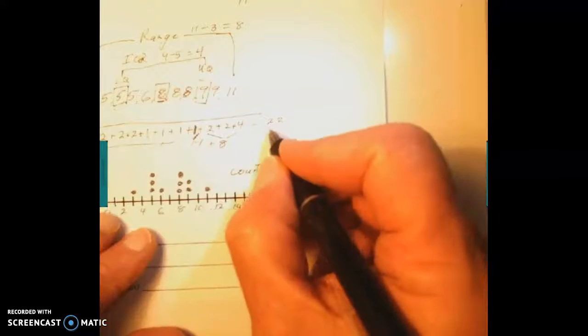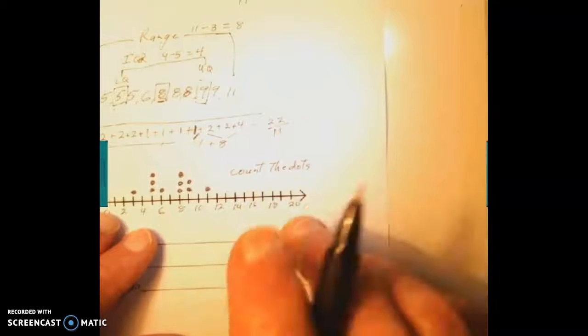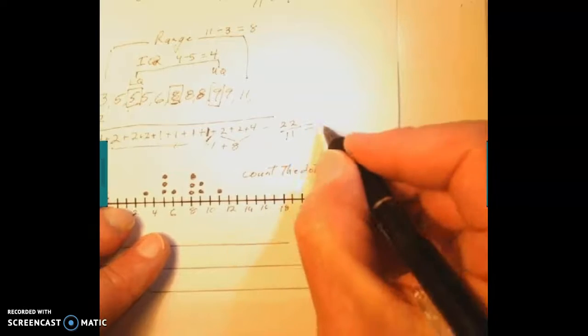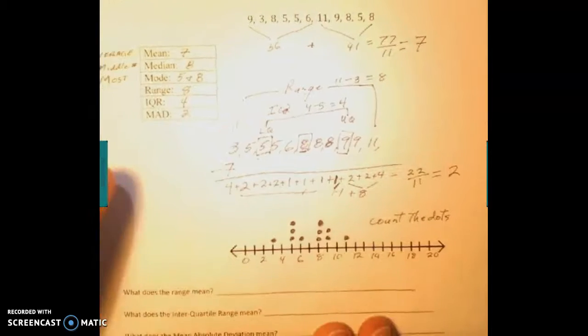And again, it's the average distance. Divide by how many numbers there are. So 22 divided by 11. My MAD is 2.